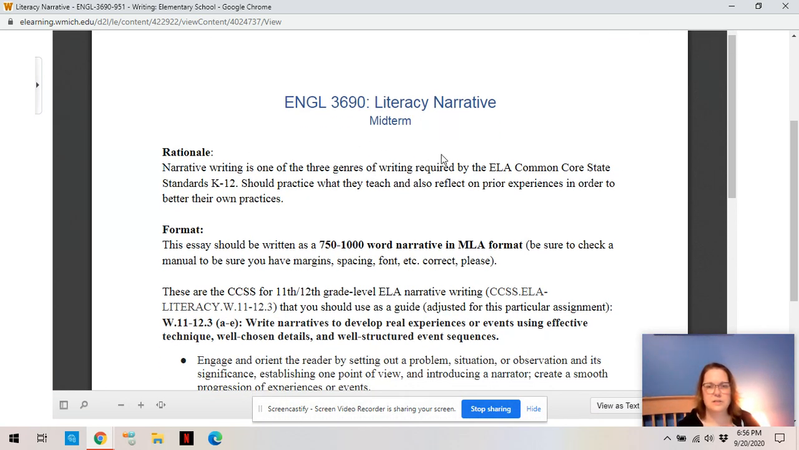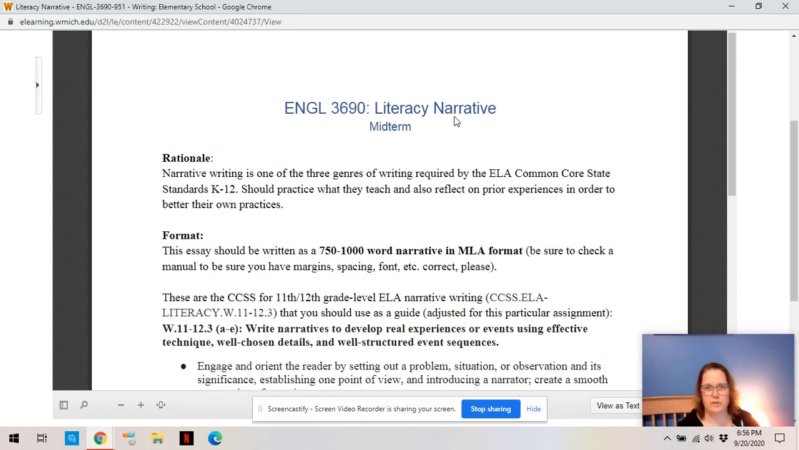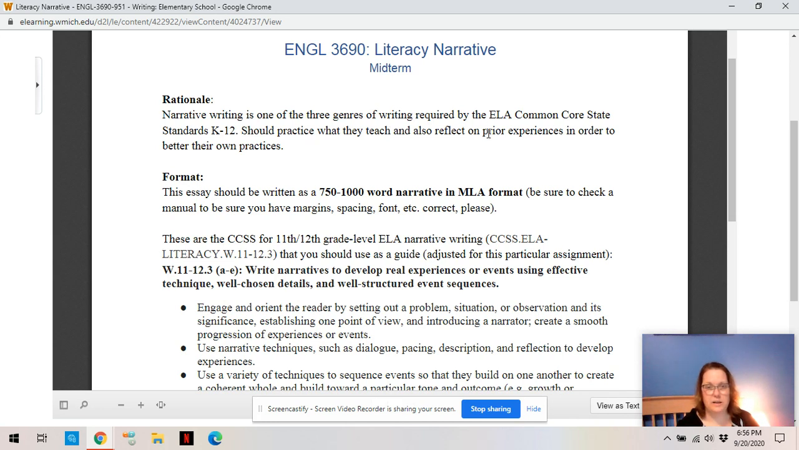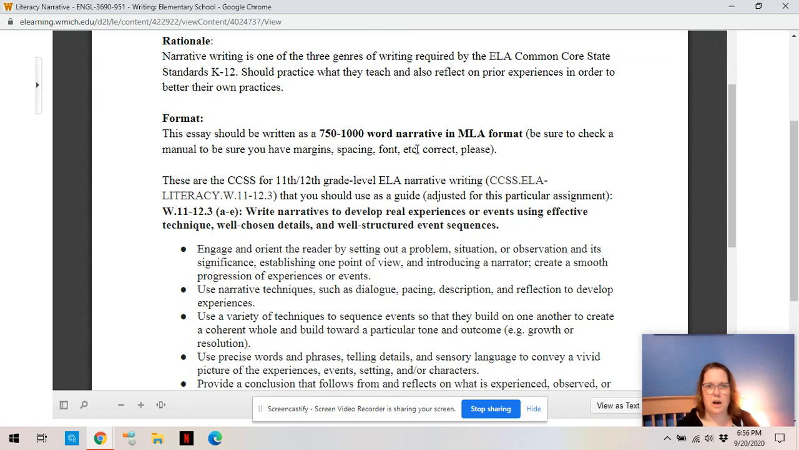Here is the whole layout of the literacy narrative. It will count as your midterm grade. It should be a narrative form because that is one of the genres that we teach in Michigan according to the Common Core State Standards. The final draft should be 75 to 1,000 words. That's about 3 to 4 pages in MLA format. So make sure you know what that looks like. That includes double spacing, 1-inch margins, and so on. If you're unsure, please look it up.